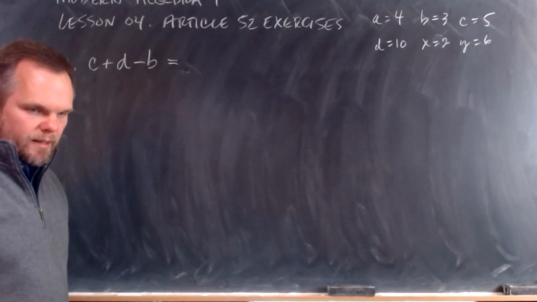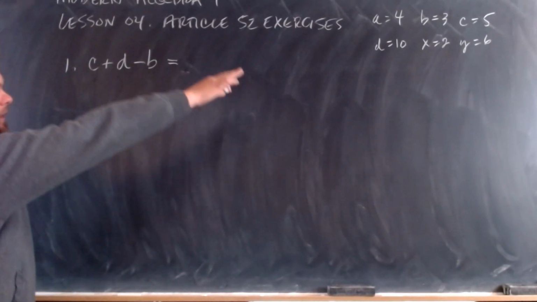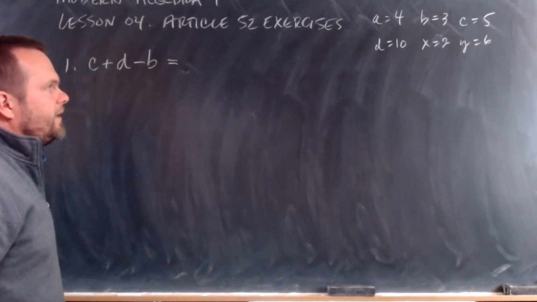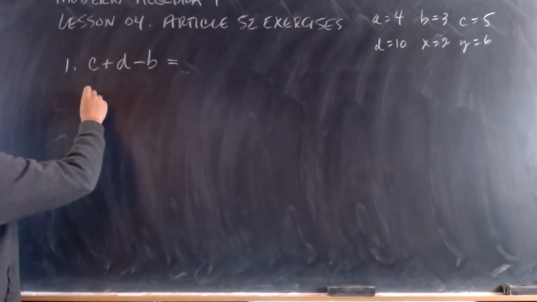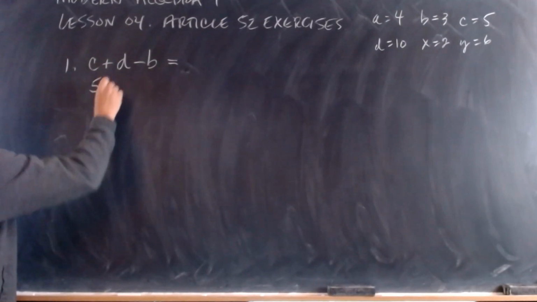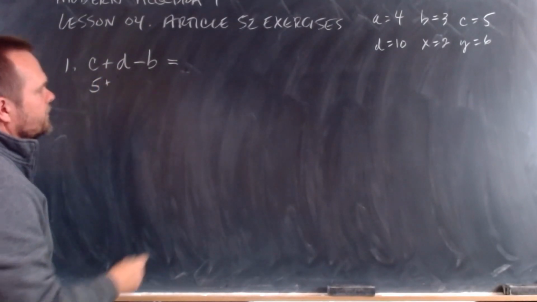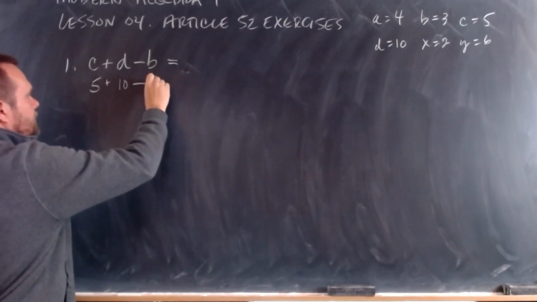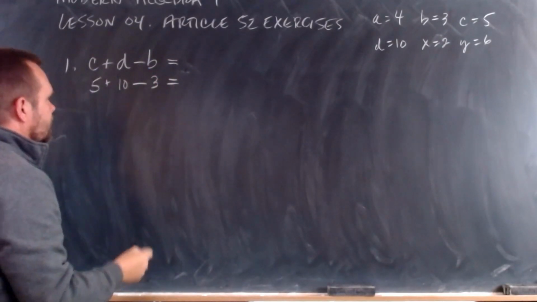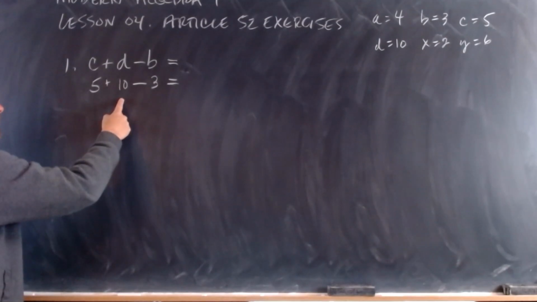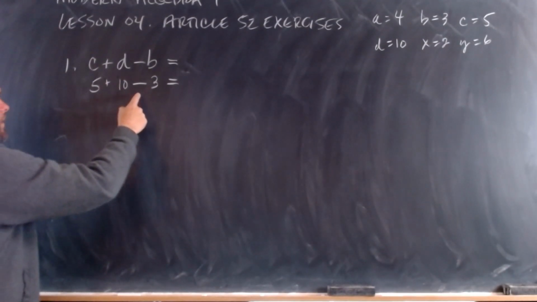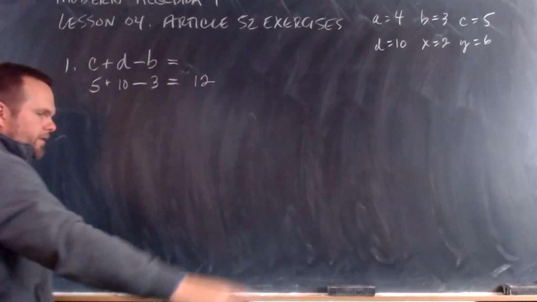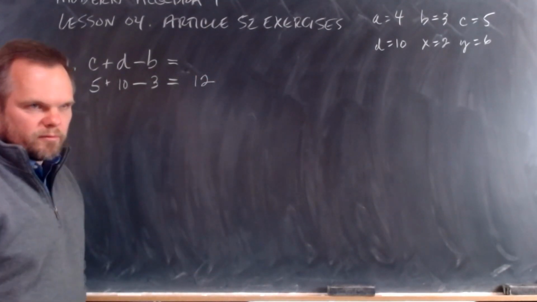All right? So now what we need to do, we're given the values, and we simply need to replace the letters with the values. So if C equals 5, and D equals 10, and B equals 3, we just have basic arithmetic. 5 and 10 are 15, minus 3 makes 12. Check the correct answer. Do we have the correct answer?